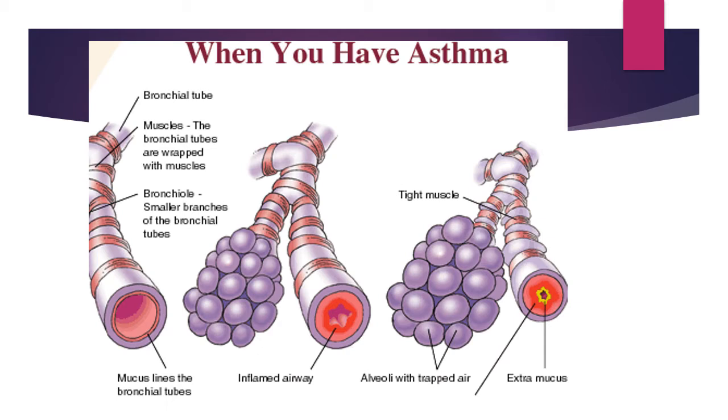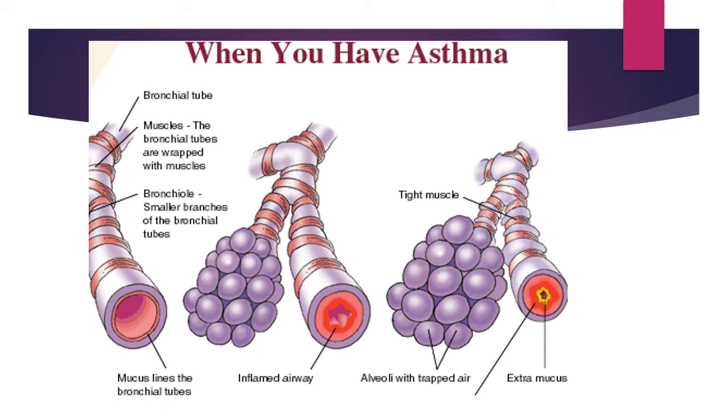It's just another diagram there, so you can see the diagram's been labelled. You've got the bronchial tube, you've got the muscles, you've got the bronchiole, which are the small branches from the bronchial tubes, and then you've got the mucus lines within the tubes. And you can see the difference.